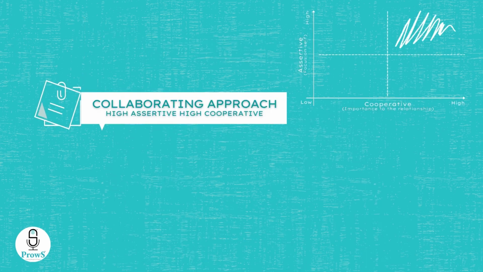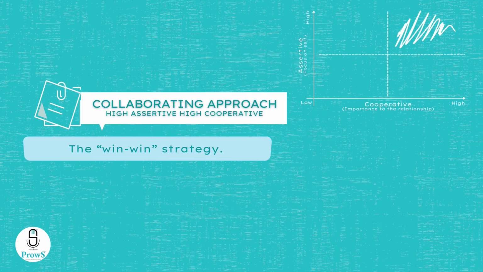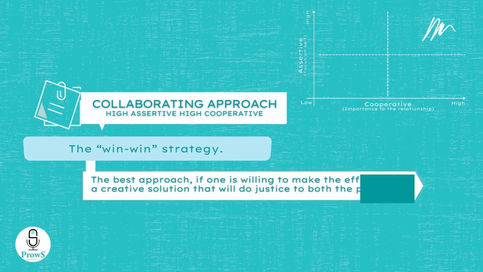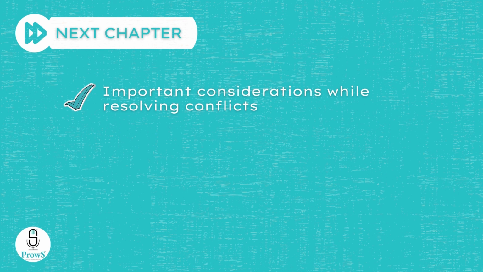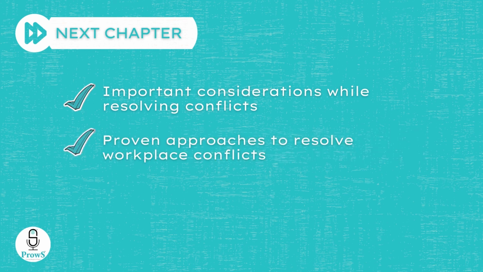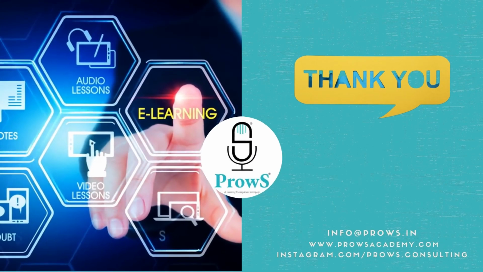So collaborating approach is the win-win strategy, but it's very difficult to implement. It requires effort, it requires time, and it requires an open state of mind. So this was about chapter 3. In the next lessons, we will look at important considerations while resolving conflicts and proven approaches to resolve workplace conflicts.